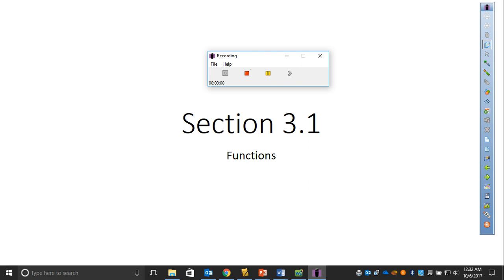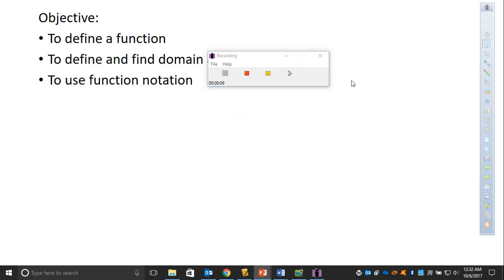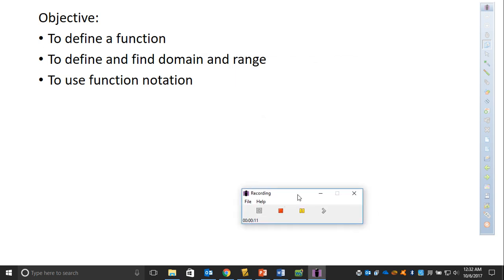Today we're going to start Chapter 3 off with Section 3.1, which is going to get us into functions. So let's look at what some functions are. We're going to look at defining a function, looking at domain and range, and then looking at function notation.